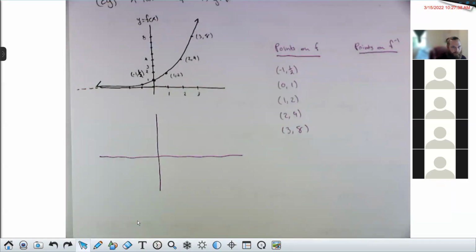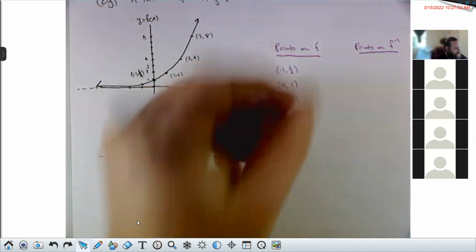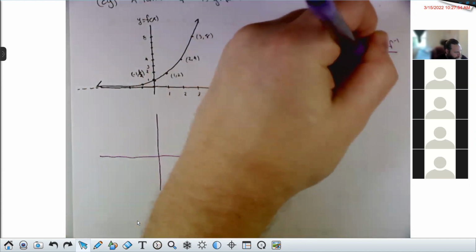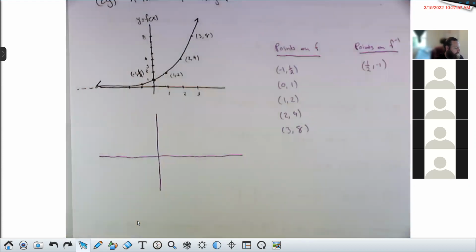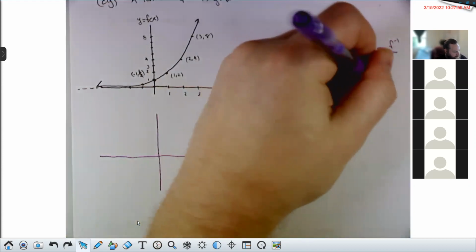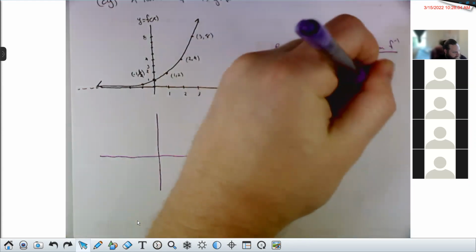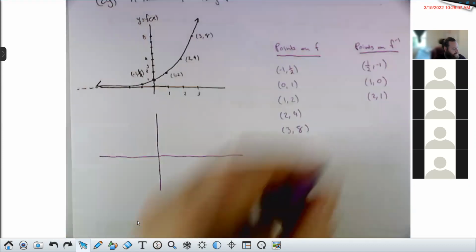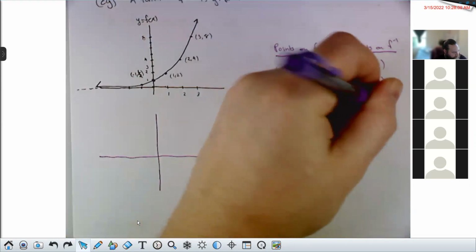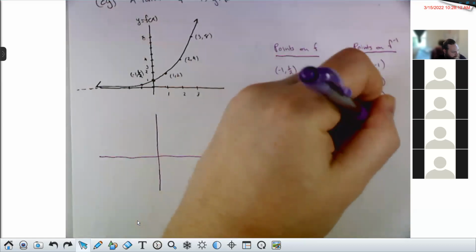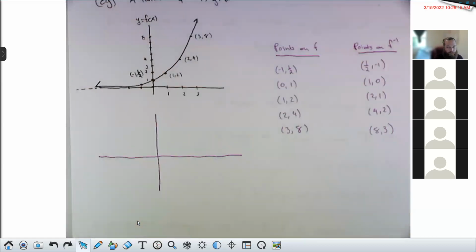How do I find points on the graph of the inverse function? You could just flip it. Yeah, we flip the coordinates of each point over. So if (-1, 1/2) is on the original, then (1/2, -1) is on the inverse. If (0, 1) is on the original, then (1, 0) is on the inverse. If (1, 2) is on the original, right? It's not hard. (2, 1) is on the inverse. (2, 4) on the original means (4, 2) is on the inverse. And (3, 8) on the original means (8, 3) is on the inverse.